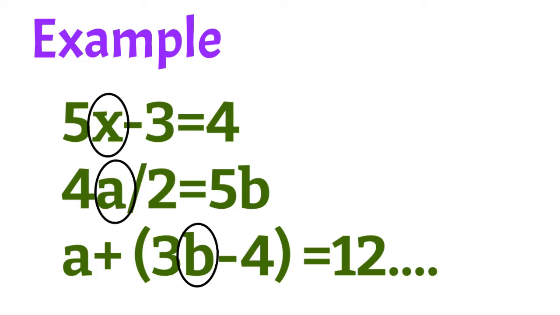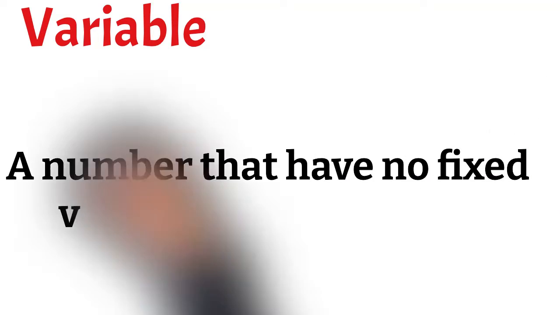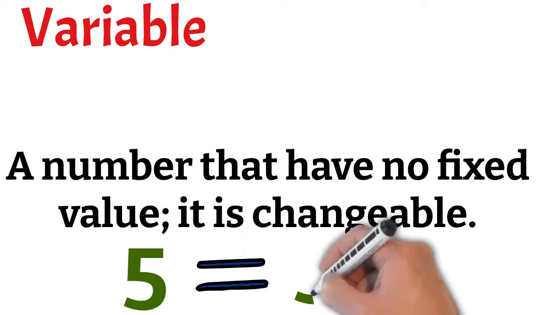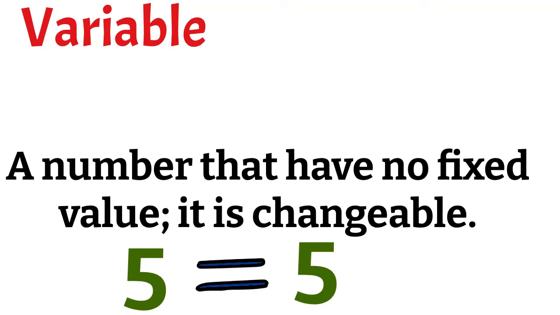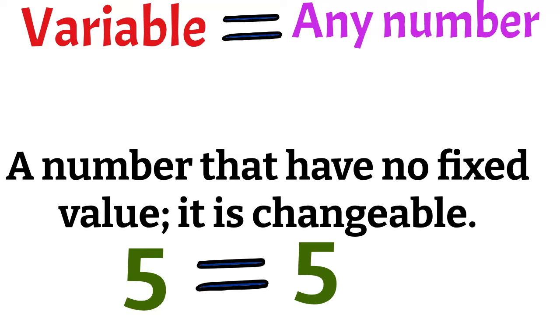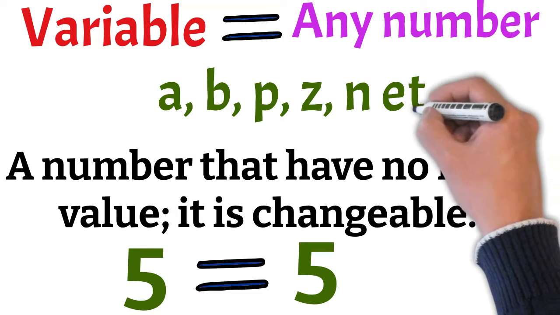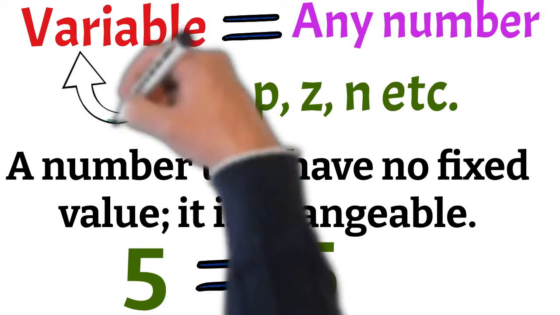We have already learned in class 7 that a variable is a number that has no fixed value. It is changeable. For example, if we take the value of the number 5, it is always 5. Its value will never change. It is a constant. But a variable can take any value. That means it can represent any number. We can use any alphabet like a, b, p, z, n, etc. to represent a variable.